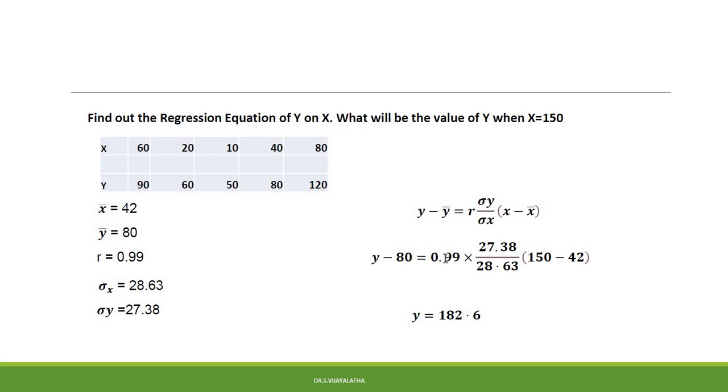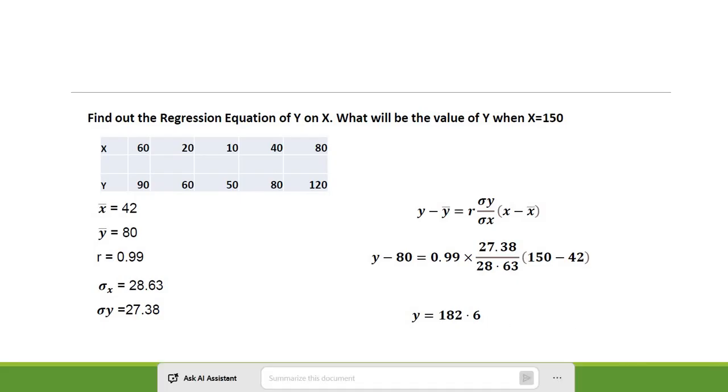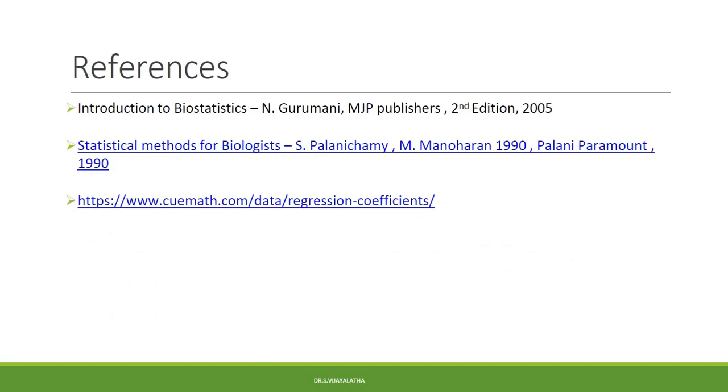So when we substitute it in this formula, we need to find the value of Y. Y bar is 80, correlation coefficient 0.99, standard deviation of Y 27.38, standard deviation of X 28.63. And we want to find out the value of Y if X value is 150. So we have substituted it here, and X bar is 42. When we solve it, we get Y is equal to 182.6, just like we got it in the other methods. So these are the other ways to do regression analysis.